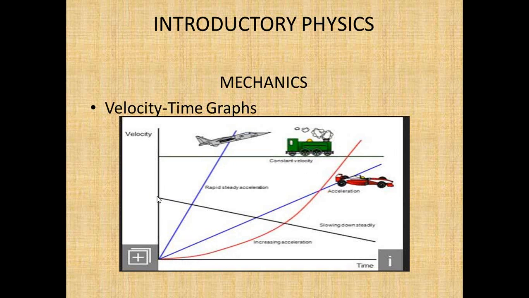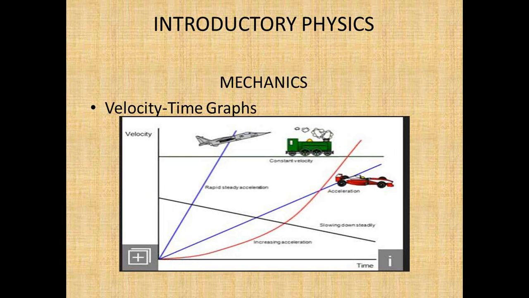And then this one is something that's slowing down because it's a negative slope. So negative slope, so it's sloping downwards, so that's a negative acceleration. Negative acceleration tells you that it's slowing down. Okay? So go over the different graph scenarios and you should be able to describe the motion.